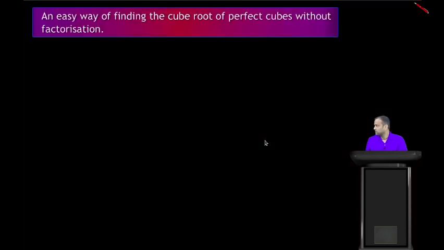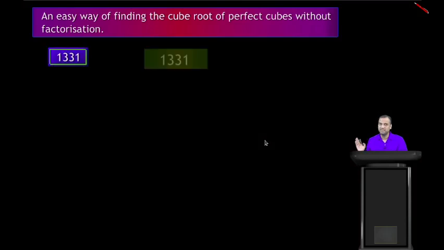Okay, now find the cube root of this number by using the easy method. So look here, first make groups of 3 of the last digits. So this is what we get, 331.